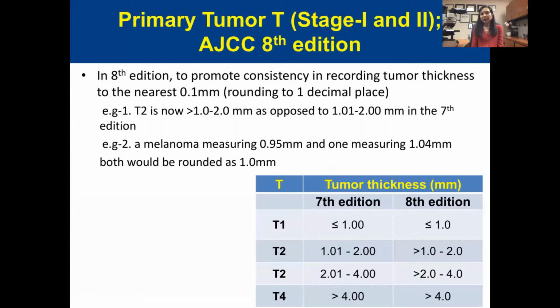And the other thing in the 8th edition is they promote consistency in recording of tumor thickness. So they recommend rounding to 1 decimal place. What does that mean? If you see here the previous example, T2 is tumor with thickness 1.01 to 2.00. But if you round to 1 decimal place, it will become more than 1.0 to 2.0. That's the difference. The second thing has a little bit more significance. For example, if one patient has a melanoma that measures 0.95 millimeter versus another patient with a tumor measuring 1.04 millimeter, if we round them to 1 decimal place, both become 1 millimeter. So both are still T1B, not T2. Okay, so that's a little bit significant.